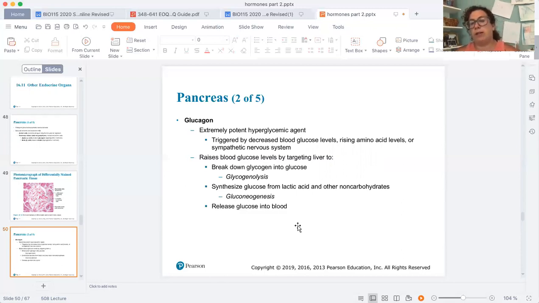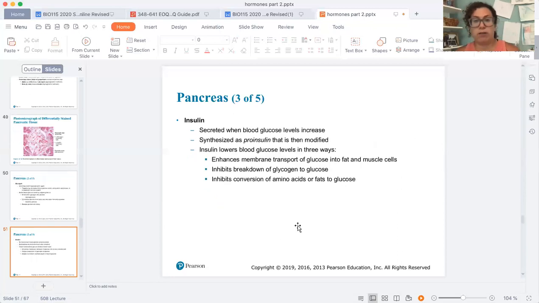So it's triggered by low blood sugar levels, which then in turn go to your liver, and the liver can break down some of its stored glycogen by a process called glycogenolysis. And you do have to know the differences between these terms. This will be quizzed. Glycogenolysis is the breakdown of glycogen, so you're going from glycogen to a usable source of glucose. It also can stimulate making glucose from lactic acid and other non-carb sites, which is gluconeogenesis. And it also directly releases the glucose into the blood, so we can get a blood sugar increase.